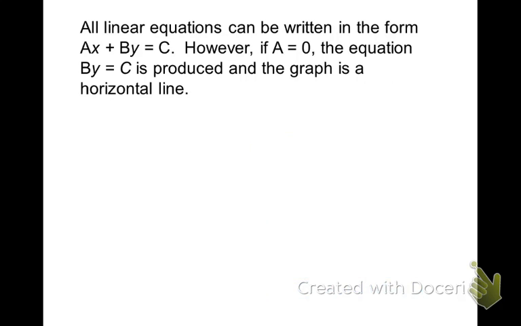Okay, now we're going to talk a little bit about horizontal and vertical lines. Ax plus by equals c is what we call the standard form of a linear equation. And when a equals 0, or there is no x value and you just have y equals a number, then we're going to get a horizontal line.